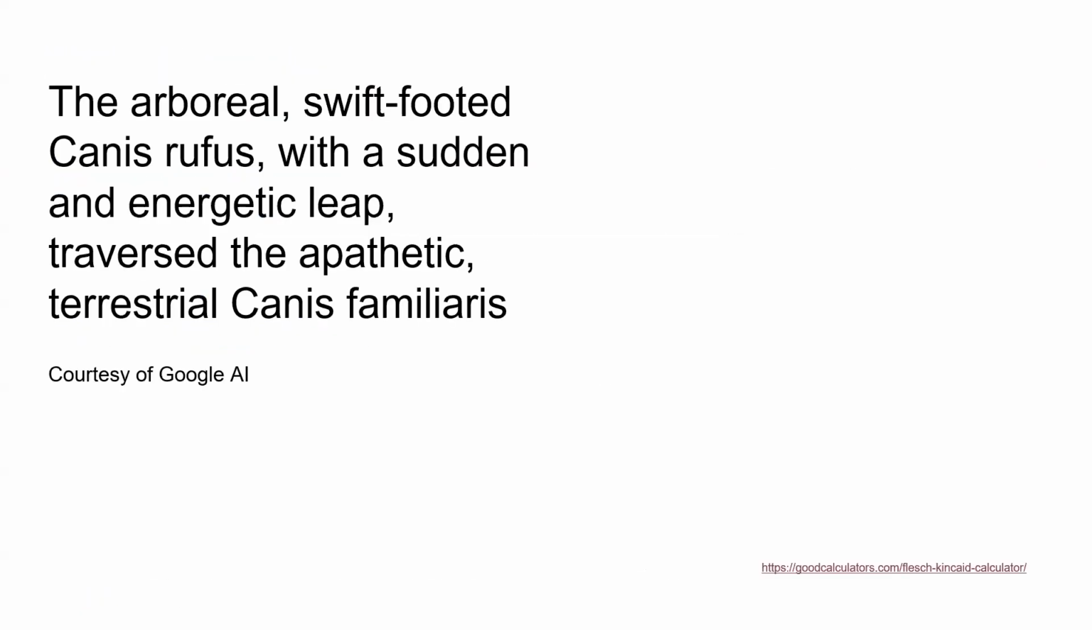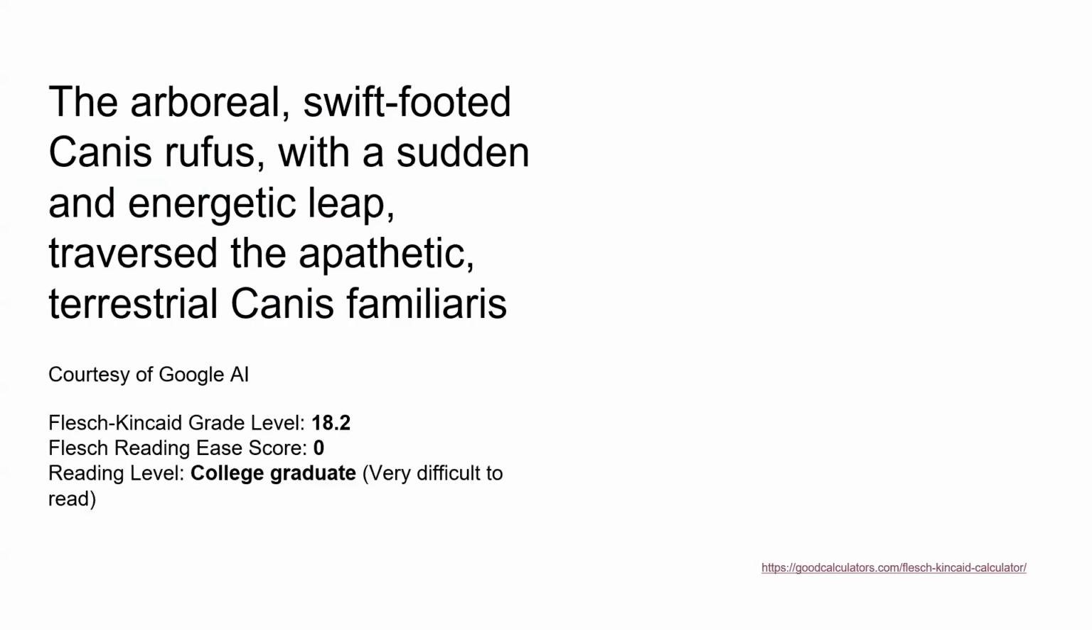Just picking up on Bernard's comments about tools to help you assess the readability of your application. If we take this statement here, the arboreal swift-footed Canis rufus with a sudden and energetic leap traversed the apathetic terrestrial Canis familiaris. I have to credit that to Google AI. That has a Flesch-Kincaid, which is another one of these indices, a grade of 18.2, a reading ease score of 0. The reading level is considered to be that of a college graduate, very difficult to read.